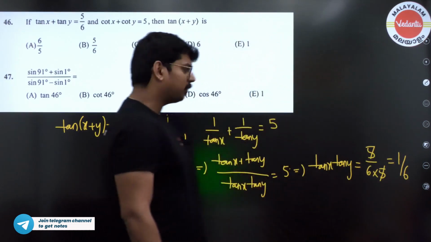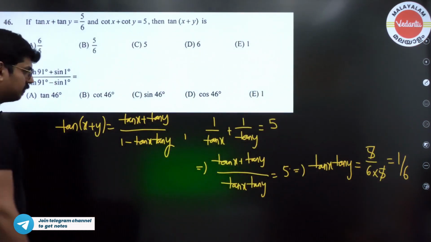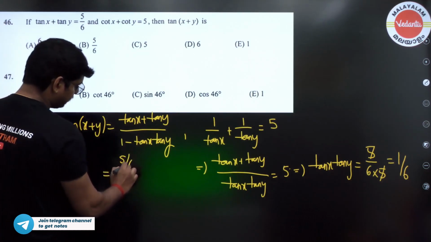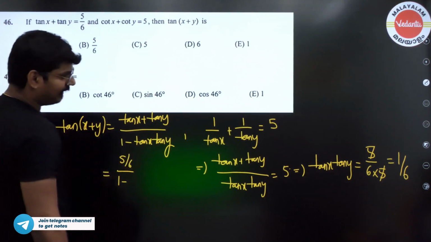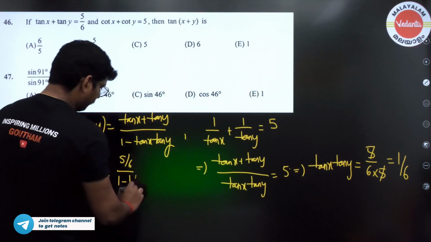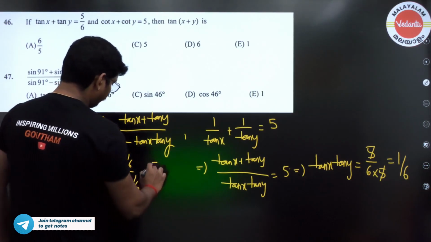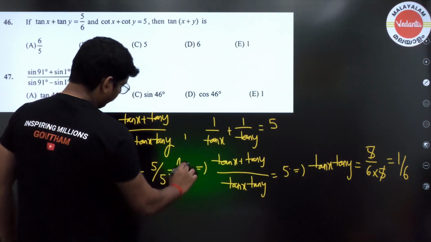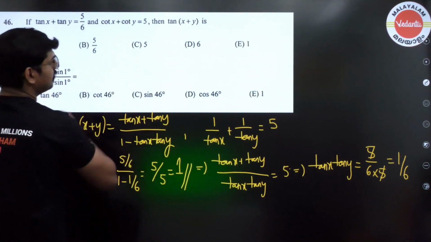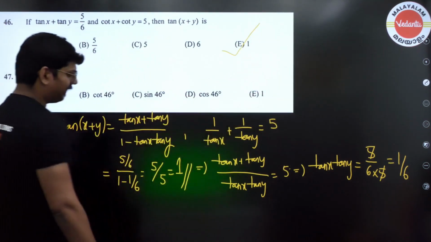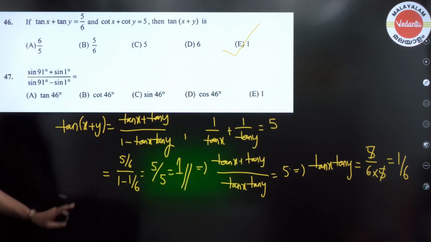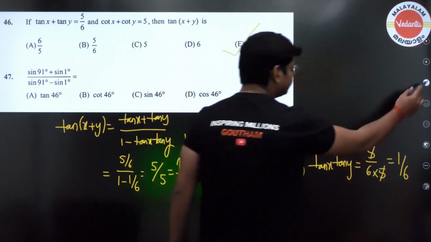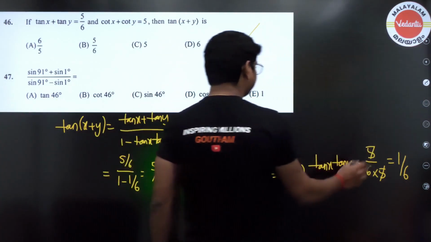Now substitute this value in this equation, guys. So what am I going to get here? Tan x plus tan y, 5 by 6, by 1 minus tan x into tan y, that is 1 by 6. So it's going to be 5 divided by 5, and that is going to become 1, and option E is going to be the right answer. So I hope this is clear for everyone. And similarly this question, this is a pretty simple question, guys.